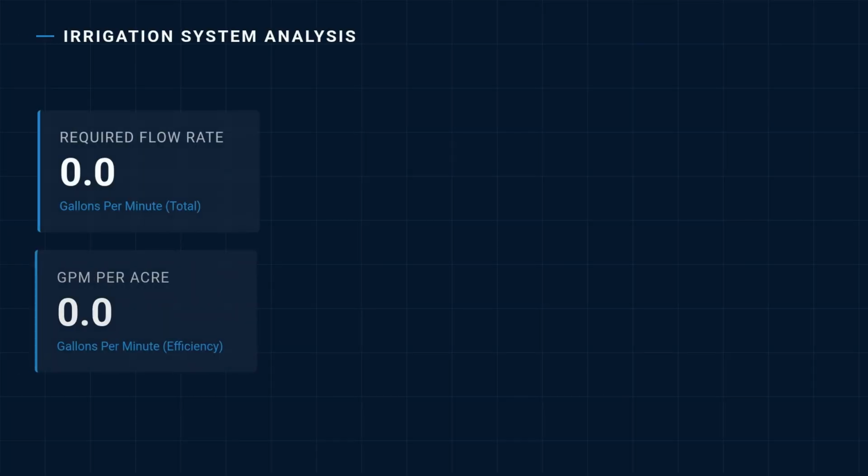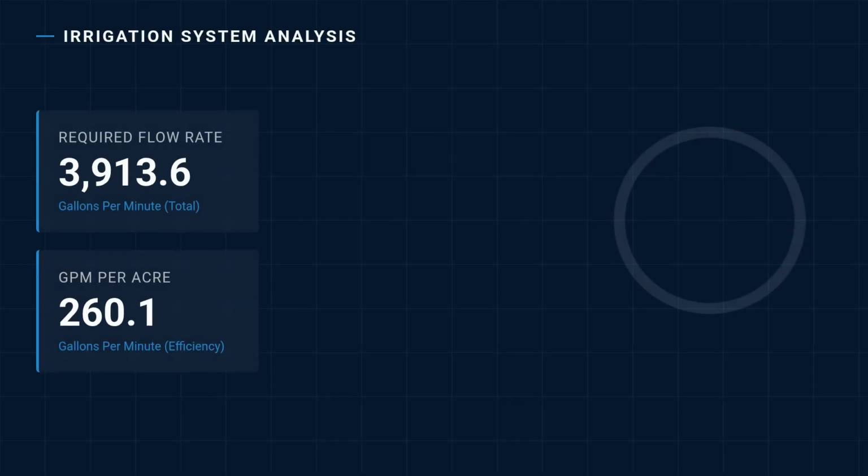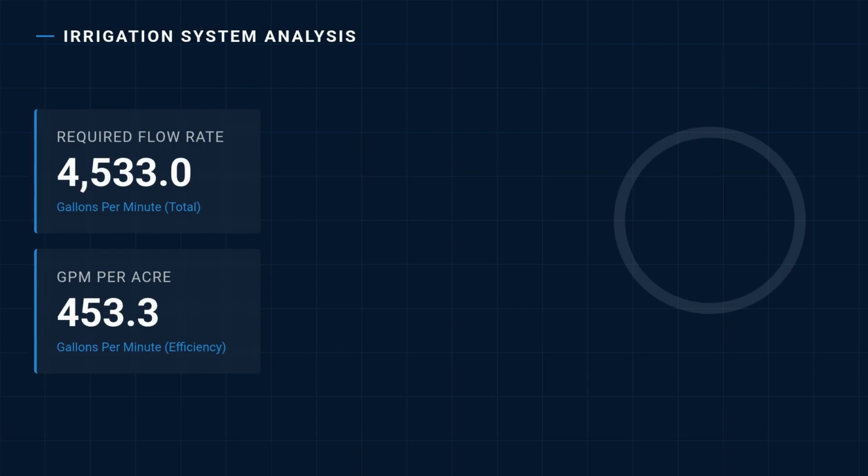The calculator provides 4 key outputs. The required flow rate shows 4533.0 gallons per minute total and 453.3 gallons per minute per acre. These values tell you exactly how much water flow capacity your irrigation system needs.